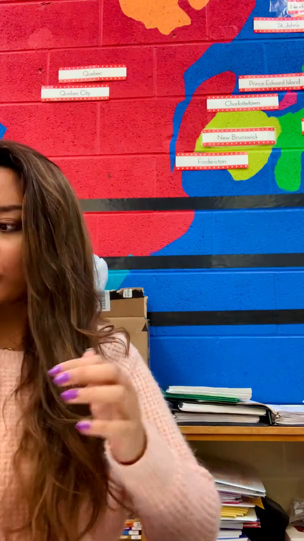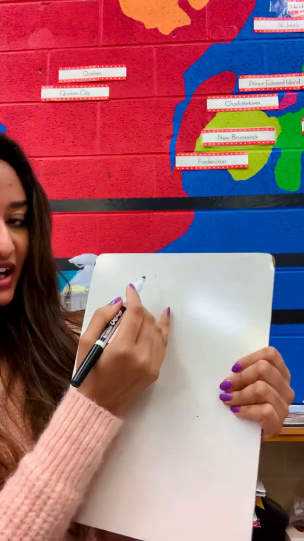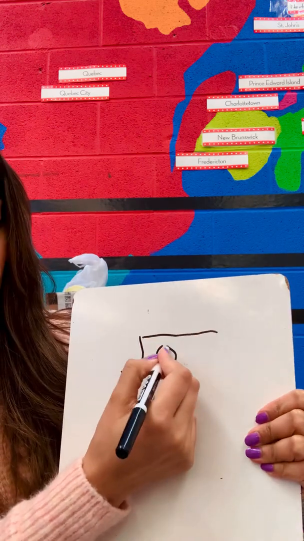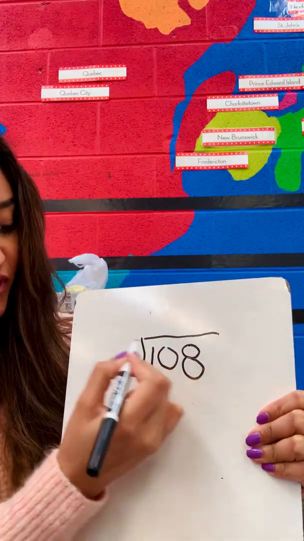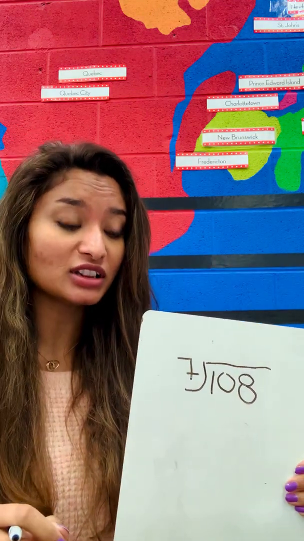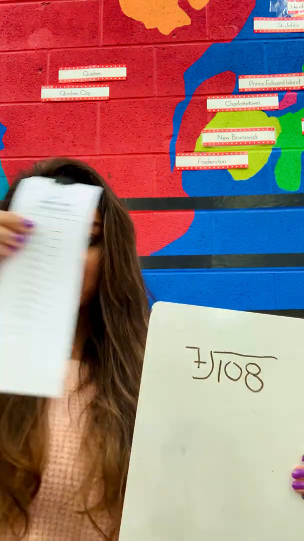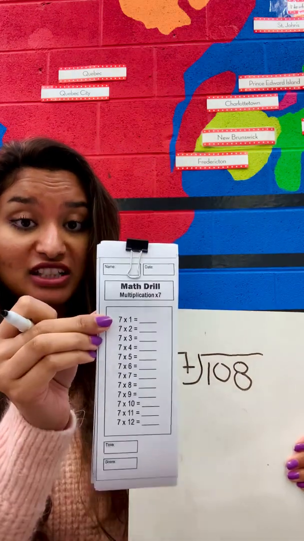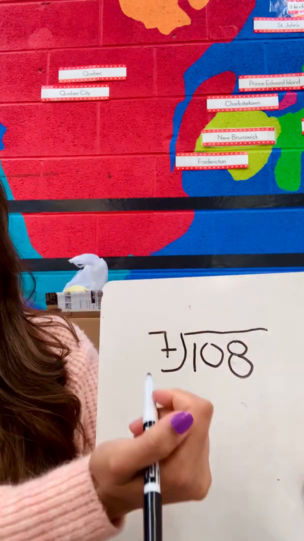Wait, let me grab my darker one over here. And let's see. So we have 108 divided by 7, right? And remember, we are working with the 7 times table. You should have been reviewing your 7 times table this week, and you should have been working on this drill as well every single day because you had 5 of these in your packages. Okay, so let's go ahead and work on this.